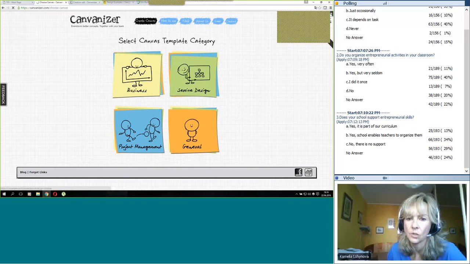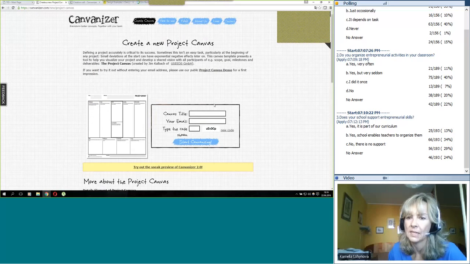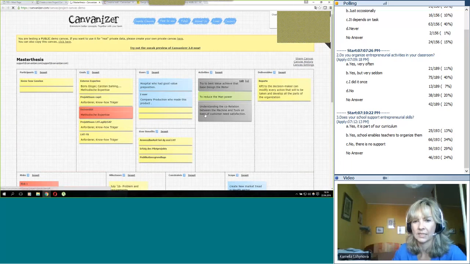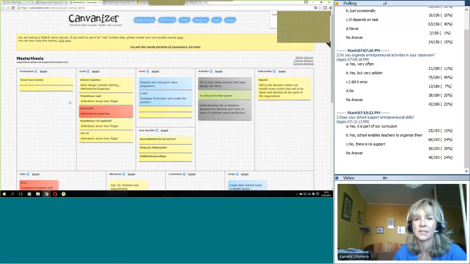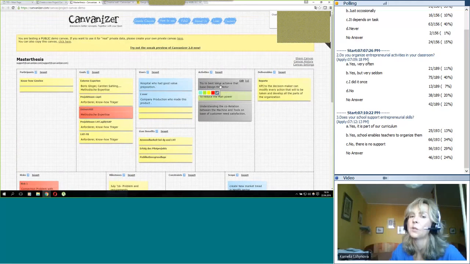I wanted to show you even projects. So this is project canvas. So maybe we will have a look at project demo. And so this one, you have all these explanations, these question marks, what should you put to this template. So very nice and very useful tool.